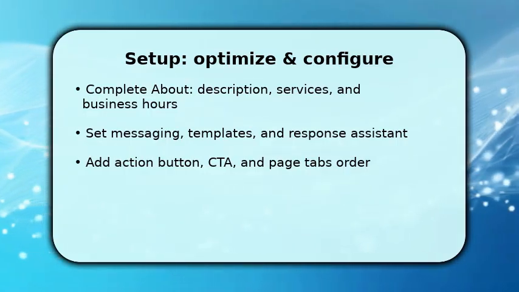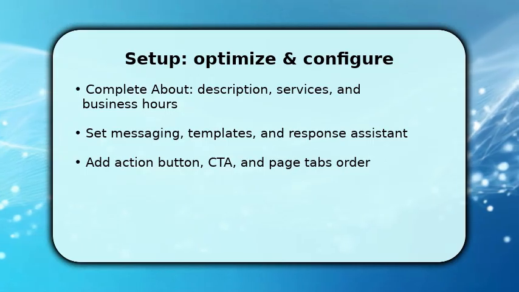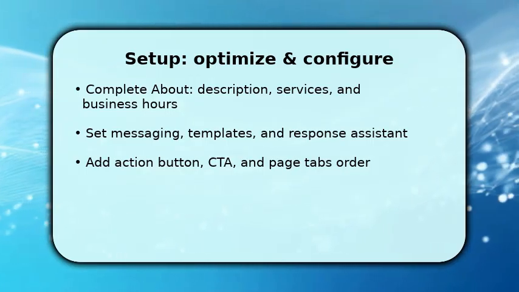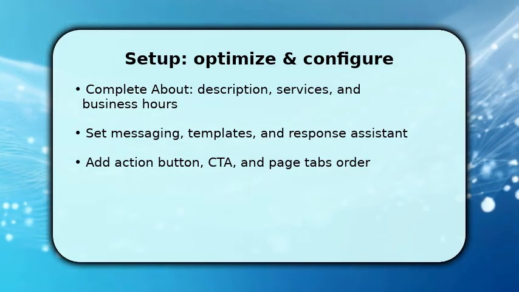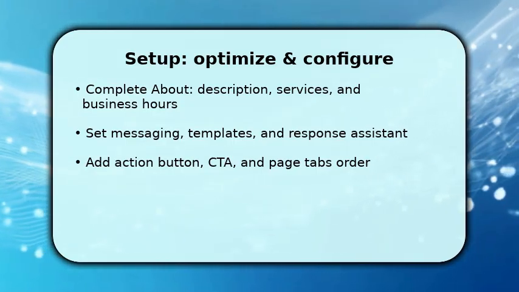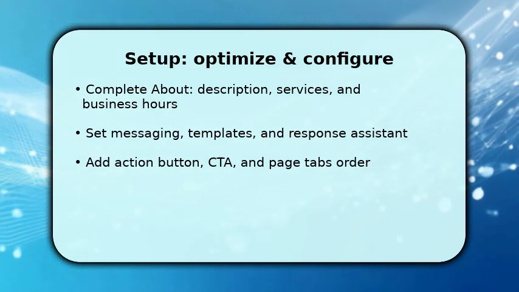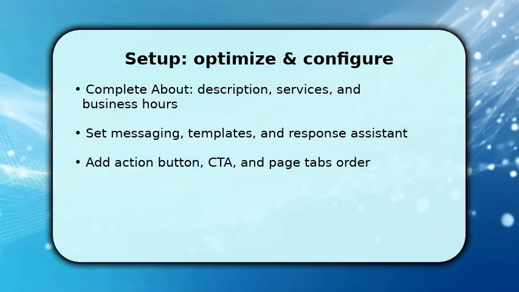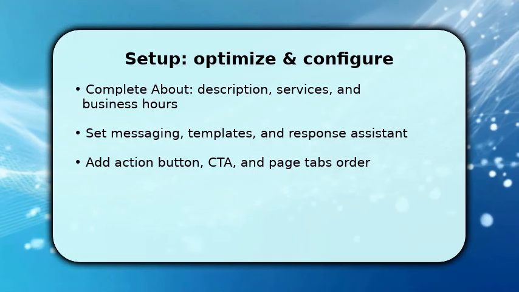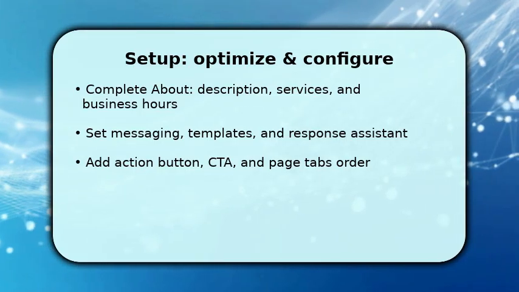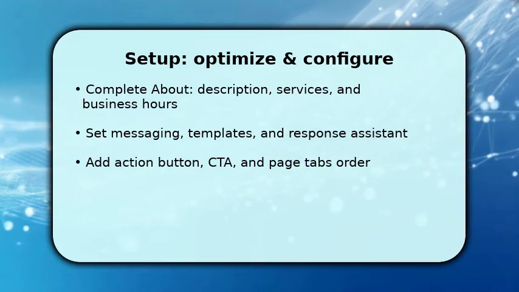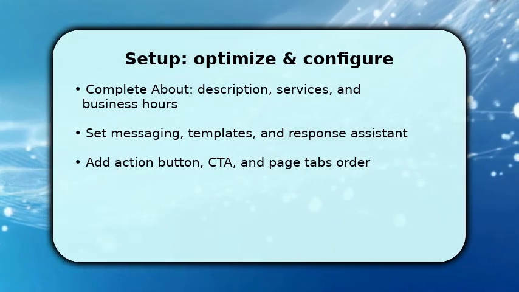Now optimize your page so customers find and convert. Fill the About section with a concise description and list services or products. Use keywords naturally. Configure messaging. Choose an inbox template, enable instant replies, and set expected response time. Add the primary action button, book, contact, shop, and arrange tabs for ease of use. Once configured, preview the public view to confirm layout and copy. These middle steps turn a blank page into a usable customer touchpoint.